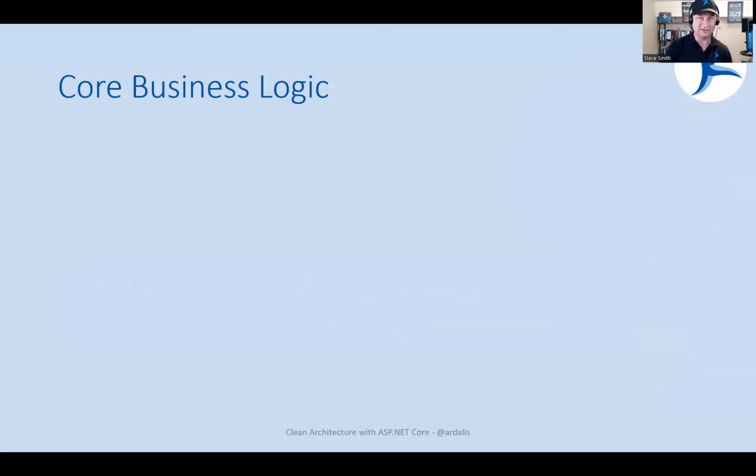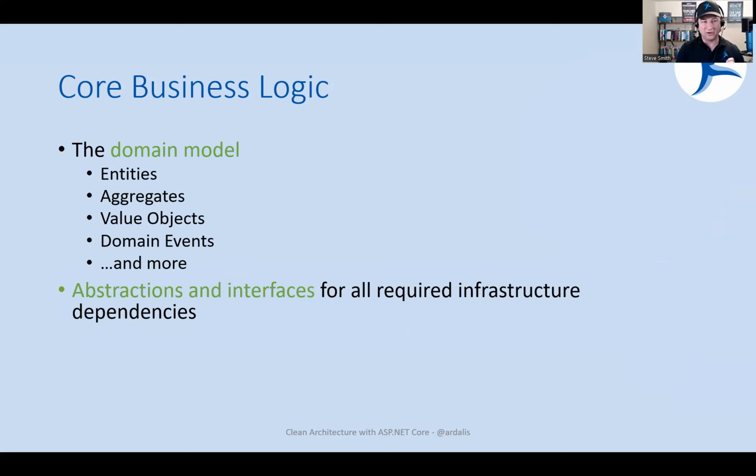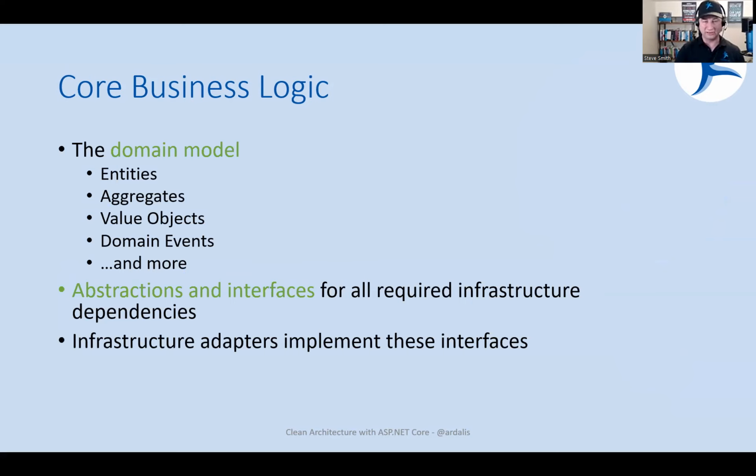So the things that are in this core business logic or your domain model are going to be things like entities, aggregates, value objects, domain events, abstractions for services and data access and things like that. All that stuff lives in this core project or this domain project. And then you create adapters that work with these abstractions to implement all the different things that it needs. So if it needs to send an email, you create an interface for sending email, and then you implement that interface with an adapter that sends email using localhost SMTP. And then you decide, well, we don't want to use that. We want to use SendGrid.